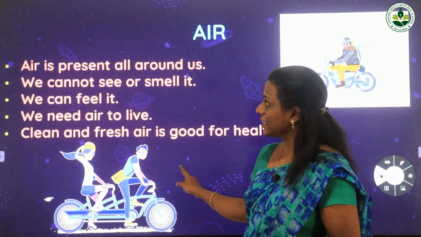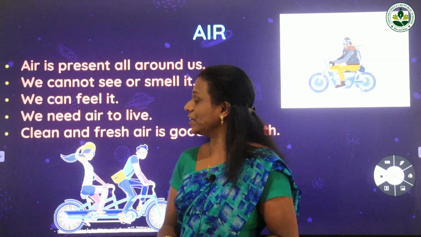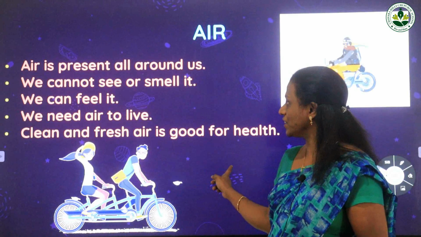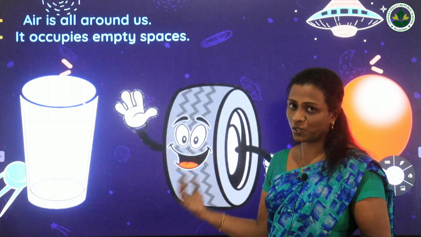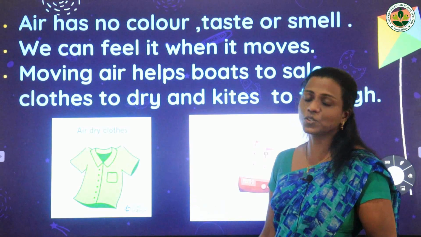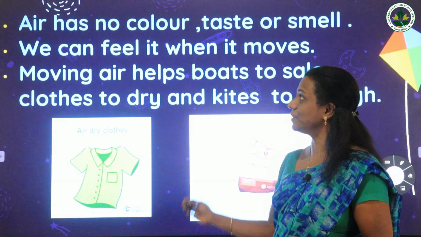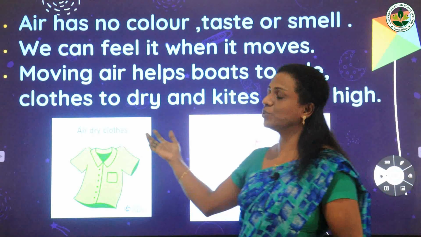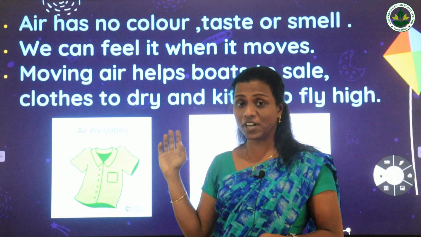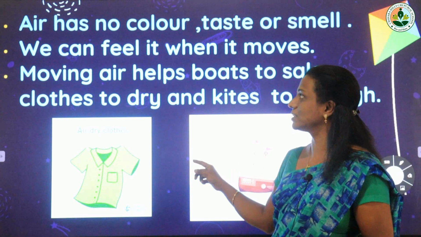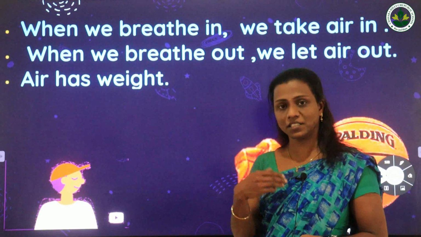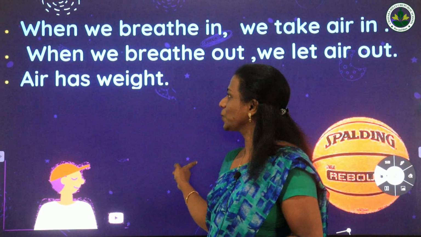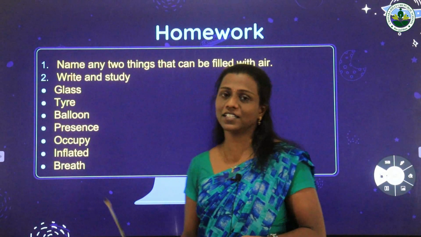So today we studied about air. Air is present everywhere. We cannot see it, only we can feel it. We need air to live. Clean and fresh air is good for health. Air occupies space, and air has no color, no taste, no smell. We can only feel it. Moving air is known as wind, and the wind helps to dry clothes, to fly kites and for the sailing of boats. When we breathe in, we take the air inside, and when we breathe out, we let air out. Air has weight. So these are the main things related to air.